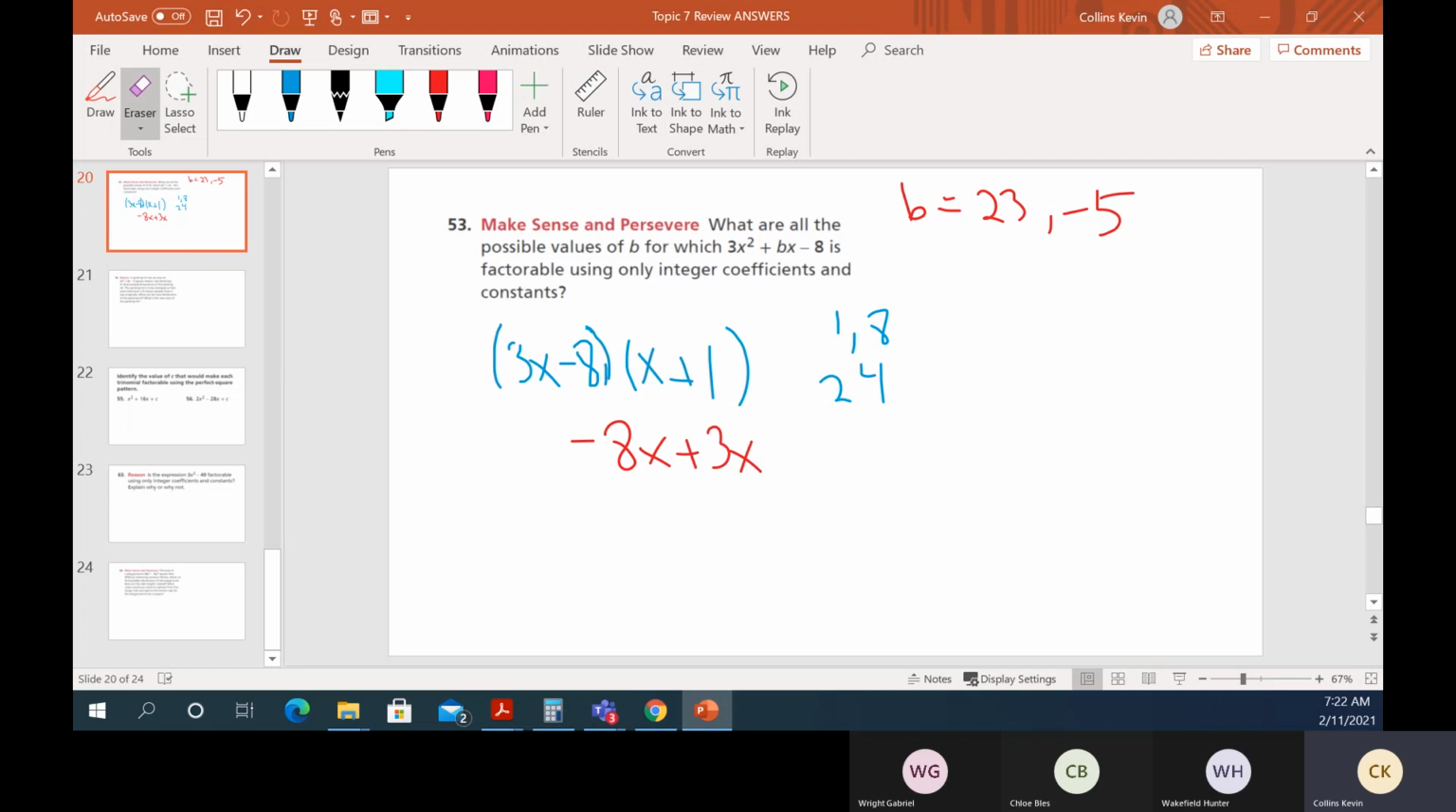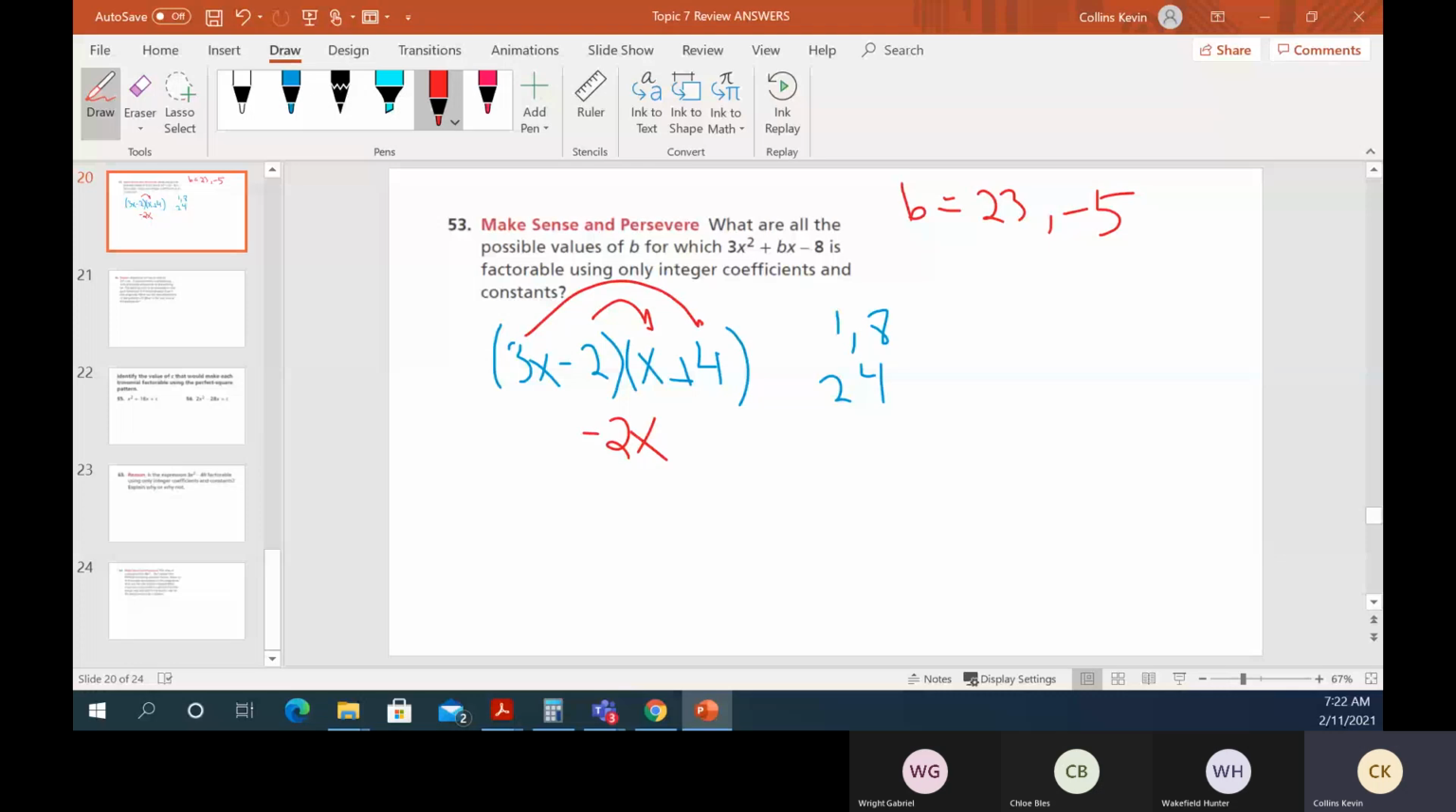So we've taken care of the 1 and the 8. We switched positions for both those guys. That's everything we can do with them. So now we're going to switch over to the 2 and the 4. All right. So let's put the 2 here and the 4 here. All right. So then here on the inside, we're going to have minus 2x. On the outside, we've got 3x times 4, so that's going to be plus 12x. 12 minus 2, that means another possibility is 10.